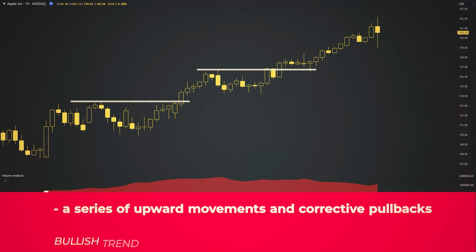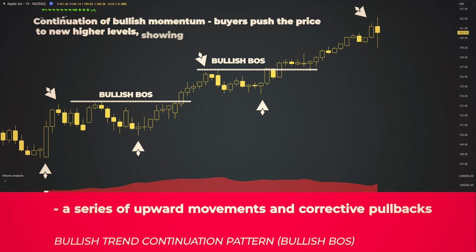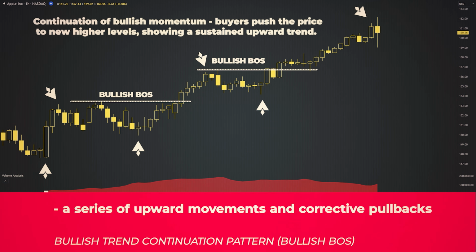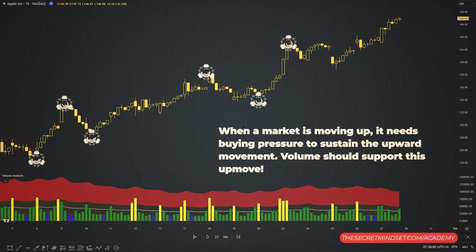In a bullish trend continuation pattern, we observe a series of upward movements and corrective pullbacks. The highest points in the price are higher than the previous highest points, and the lowest points in the price are also higher than the previous lowest points. This pattern indicates a continuation of bullish momentum, as buyers push the price to new higher levels, showing a sustained upward trend.